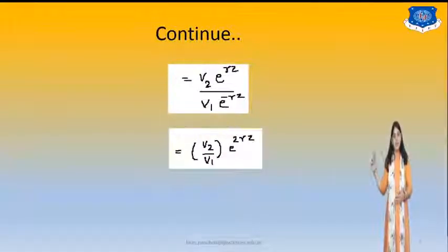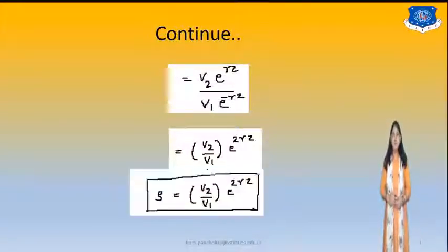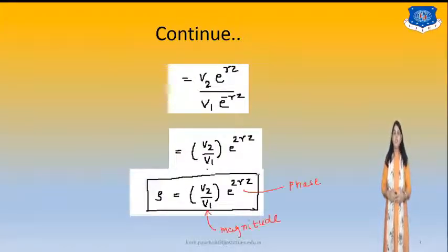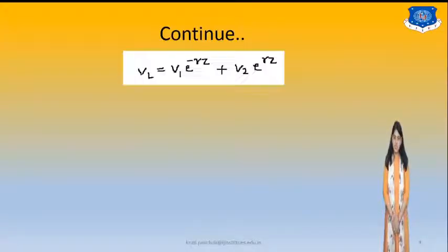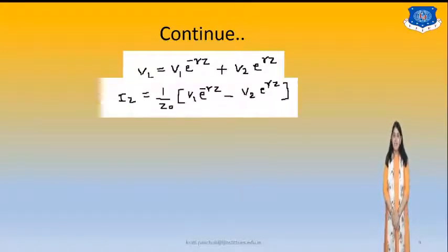We can rewrite it as V2 by V1 e raised to gamma Z plus gamma Z, since e raised to minus gamma Z goes from the denominator to the numerator. So it is e raised to 2 gamma Z. So we can write rho is equal to V2 upon V1 e raised to 2 gamma Z. Here e raised to 2 gamma Z is the phase, and V2 by V1 is the magnitude. So I can write VL is equal to V1 e raised to minus gamma Z plus V2 e raised to gamma Z.